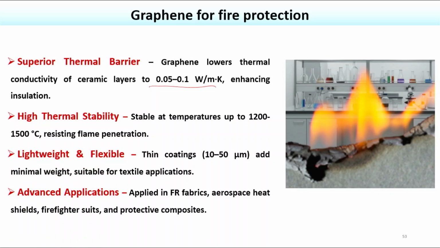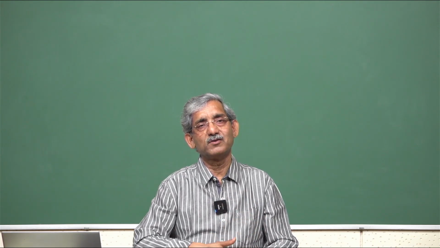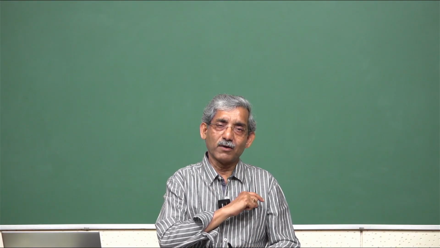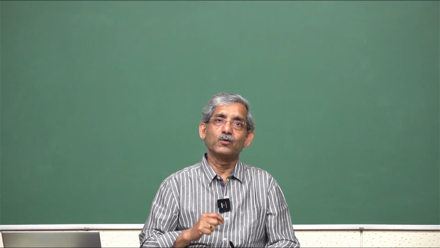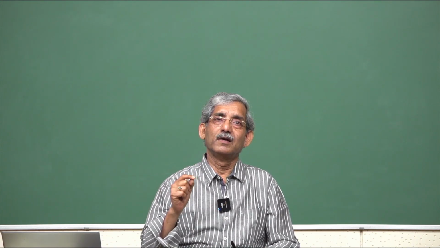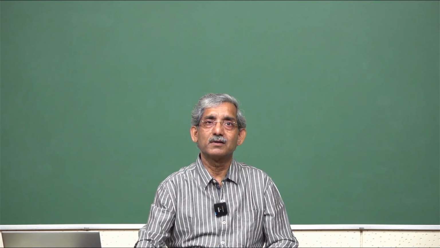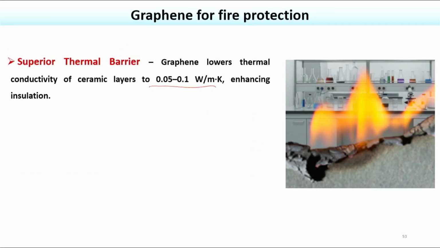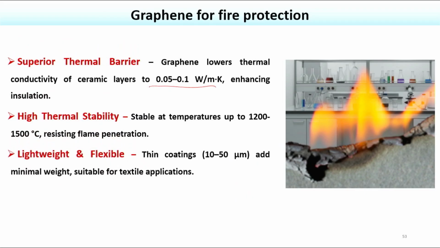Advanced applications include FR fabrics, aerospace heat shields, firefighter suits and protective composites. So even after fabric engineering, fiber engineering, yarn engineering or different types of fabric layers, we can use coatings like ceramic coating, nanomaterial coating or graphene coating to enhance the fire protective characteristics.